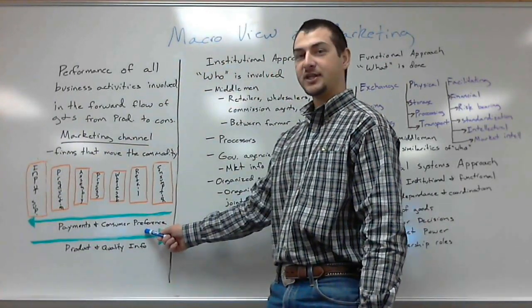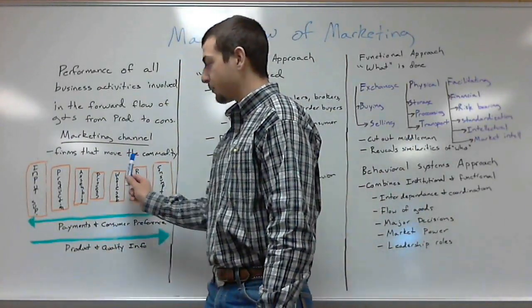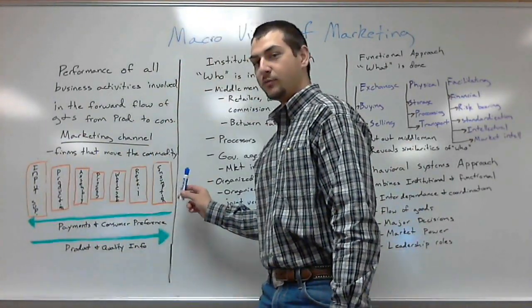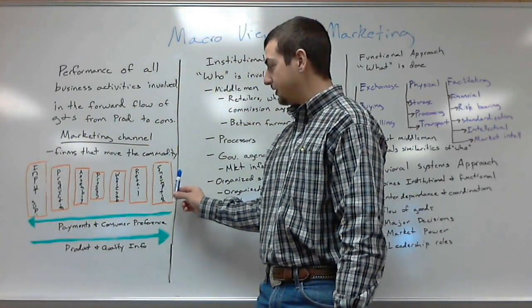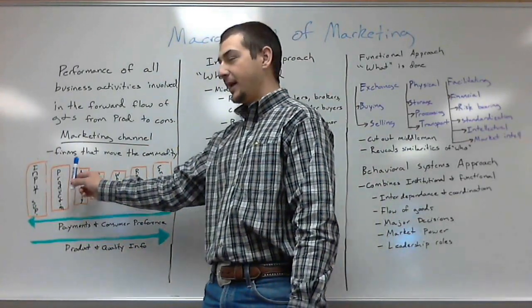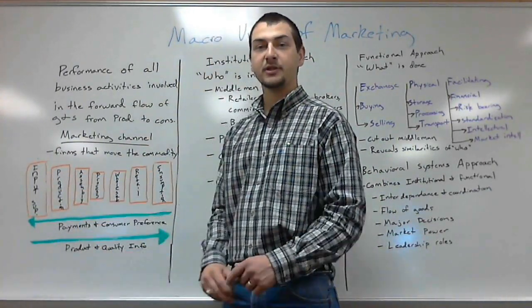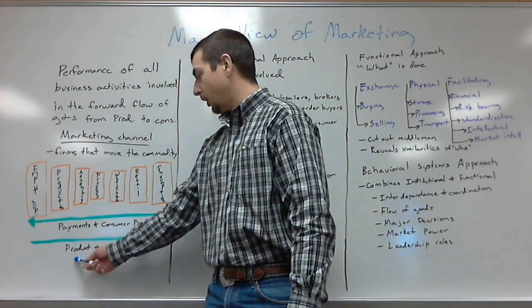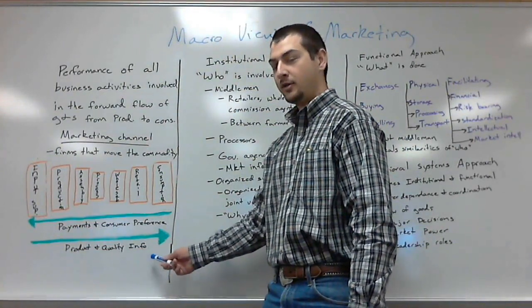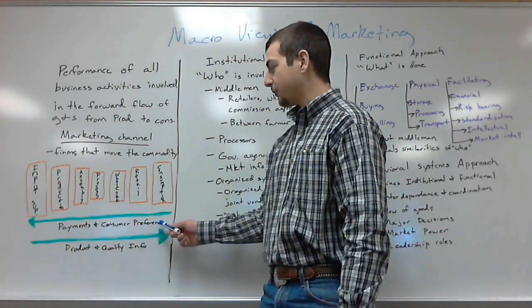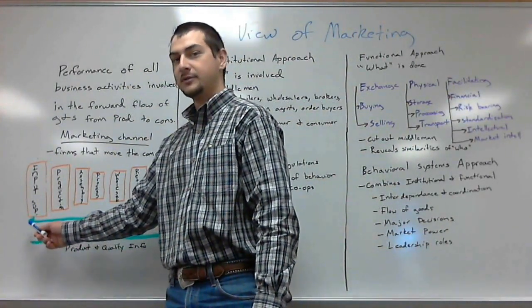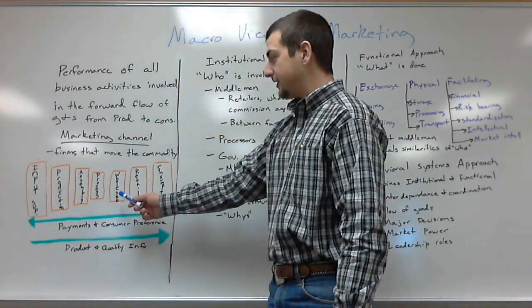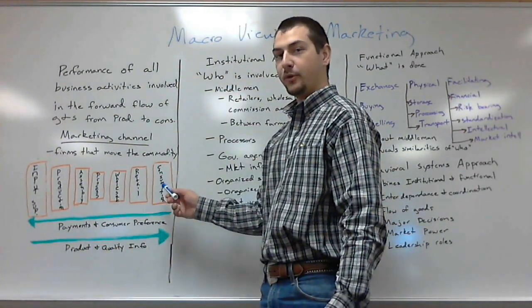Another thing that we see here is that consumer preference travels from right to left. What the consumers want will be passed from the consumer down to the processor, typically through means of payments. So as you look at this, products and quality info flow left to right, whereas payment and consumer preference flow right to left.